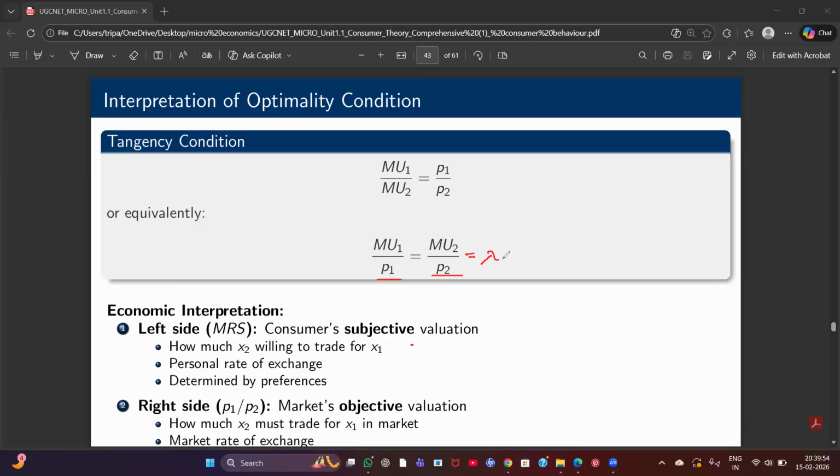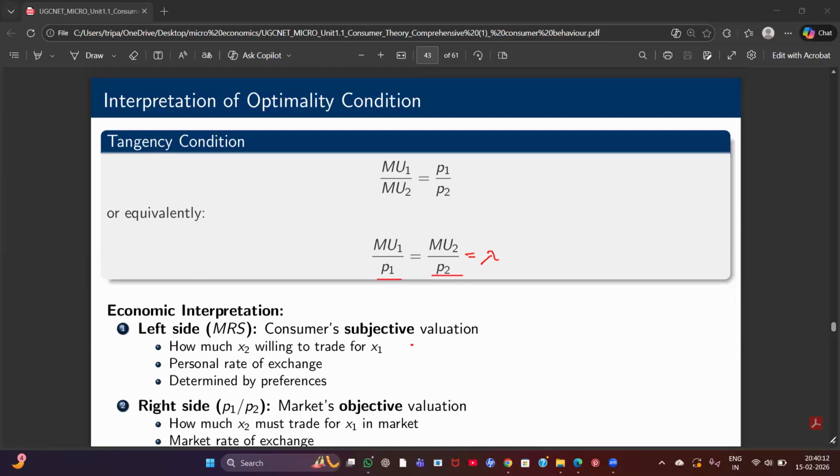What is lambda? Lambda is the value of 1 rupee, or the marginal utility of 1 rupee. Lambda is interpreted in this way. Lambda is the marginal utility of 1 rupee. Clear. Now it is clear that the optimization equality will be maintained here.